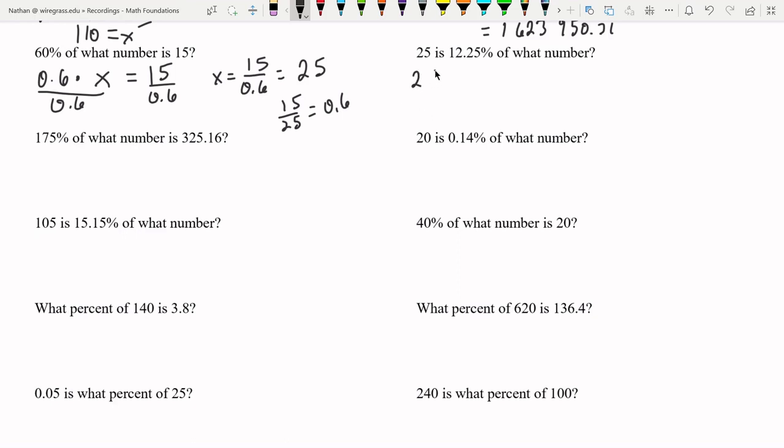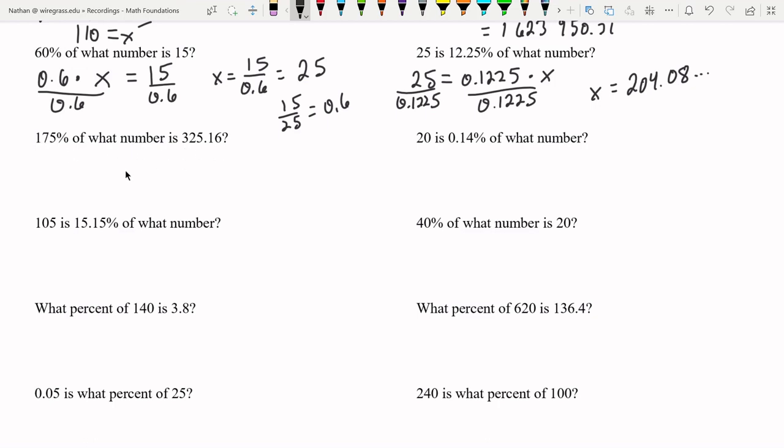Okay, for this one, 25 is 0.1225 or 12.25% of what whole, right? You're always multiplying the percent and the whole, so we need to divide. 25 divided by 0.1225 is 204.08, and it actually continues on. So you probably want to round this number. Approximately 204 is the whole.